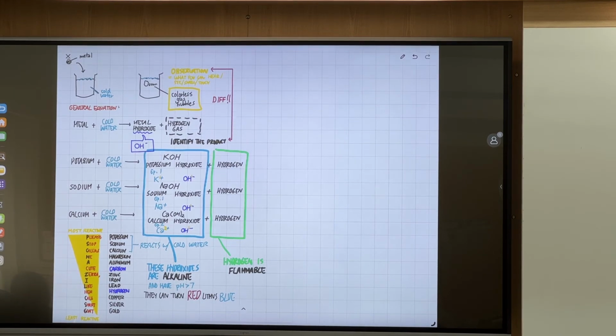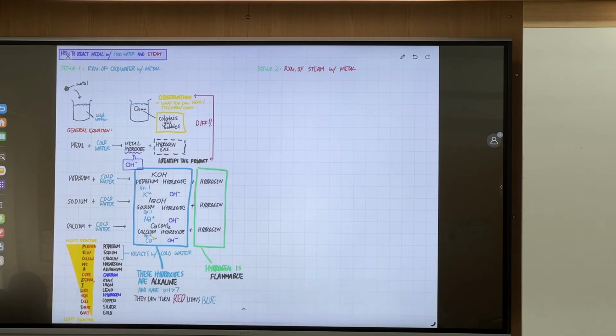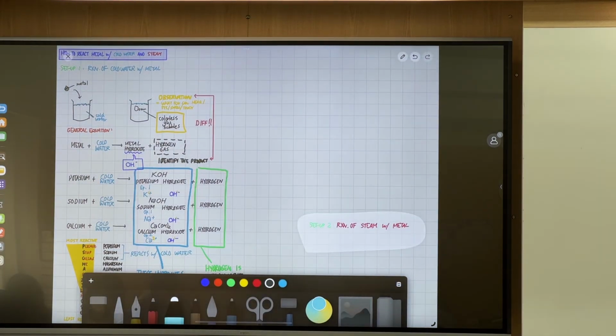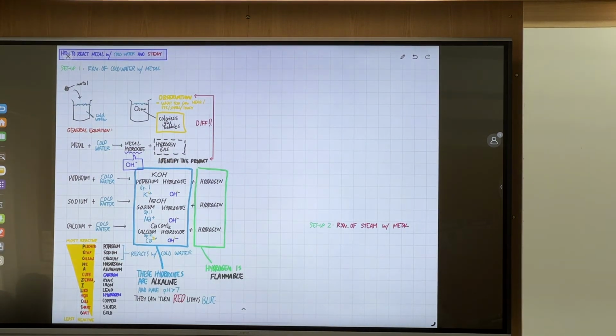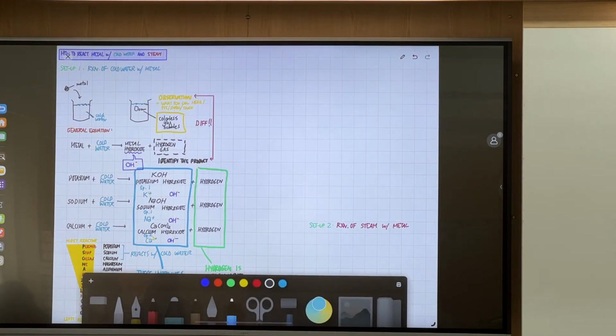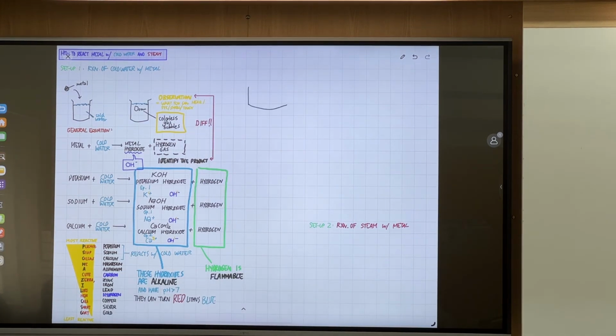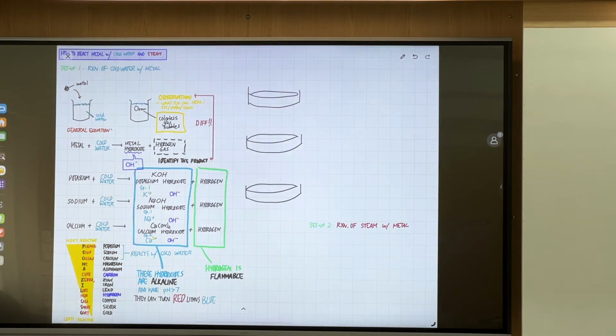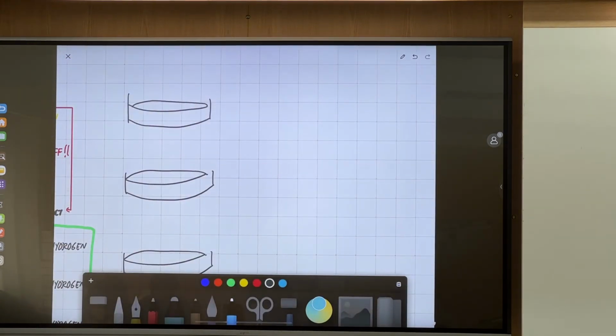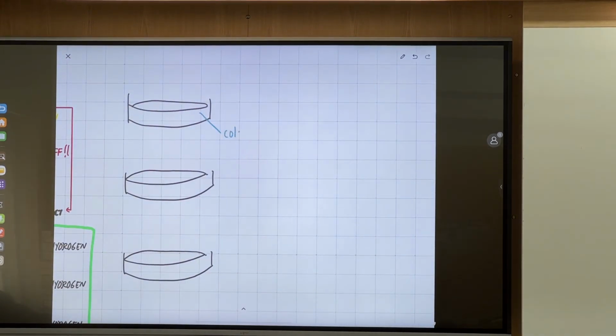And for potassium and sodium, when they are added to water, they will burn, just like they do when you heat them in oxygen. So can you put that for sodium and potassium? Pay attention first. We have sodium, we have potassium, and we have calcium. Can you draw three containers of water here? So you have cold water in these beakers.